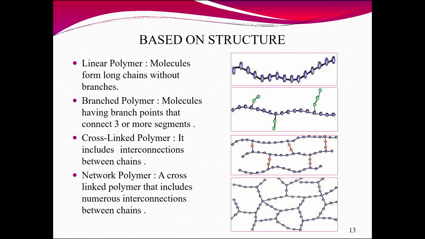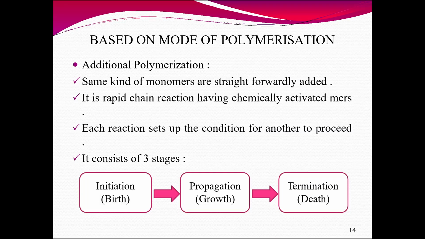Next, based on the structure, the polymers are classified into linear polymers, in which the molecules form long chains without any branches. In the case of branched chain polymers, the molecules have branches that can be connected by three or more segments. Cross-linked polymers include interconnection between the chains. And network polymers are cross-linked polymers that include numerous interactions between chains.